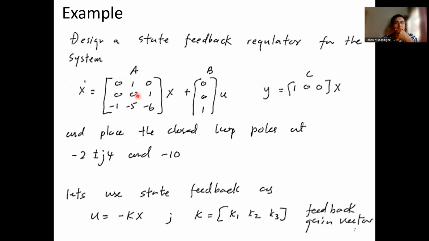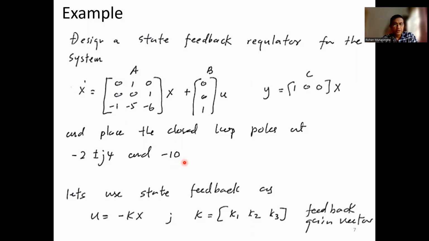Okay, so this is our plant x dot equals Ax plus Bu, and this is a third order system. And this is the C matrix. You are picking up the first state variable as your output. Okay, and place the closed loop poles at -2 plus or minus j4 and -10. So because the system is third order, you have 3 poles, and you have 2 poles like this, a pair of conjugate poles, and then you have a negative real pole at -10. How do we do that?